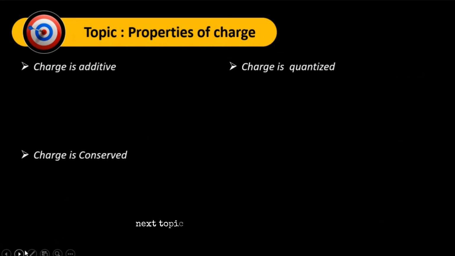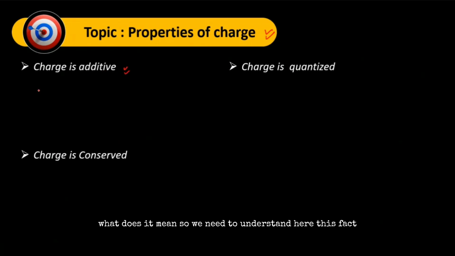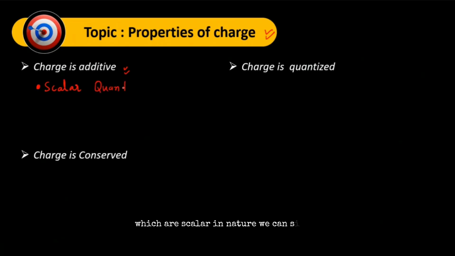Let's move to the next topic. So basically, in the last class also we talked about this. This is the property of charges. Next thing we have to discuss is what are the properties of charges. The first property is that charge is additive in nature. What does it mean? We need to understand the fact that charge is nothing but a scalar physical quantity. So all those quantities which are scalar in nature, we can simply add them.